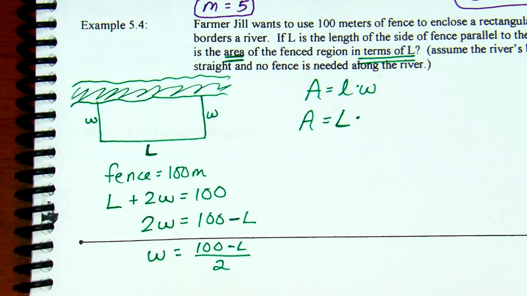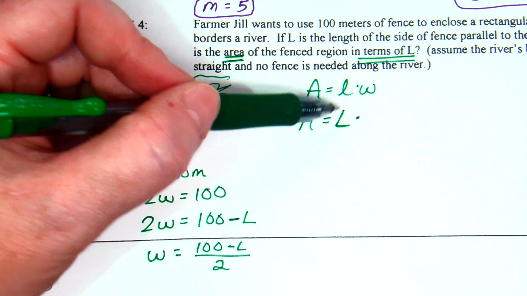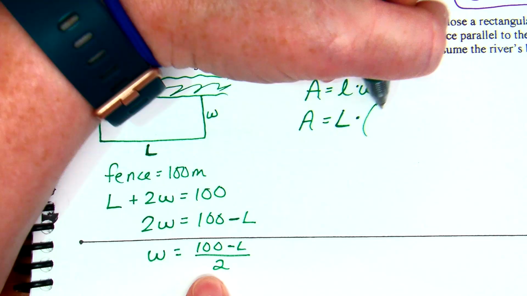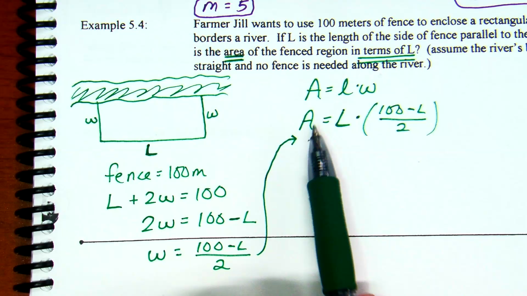Now, what do we have here? We have a W, yes? So W equals this. Can I put that in here? Yeah, right here is length times W. I need W. So W is 100 minus L over 2. And so now I officially have written an expression for the area in terms of L.